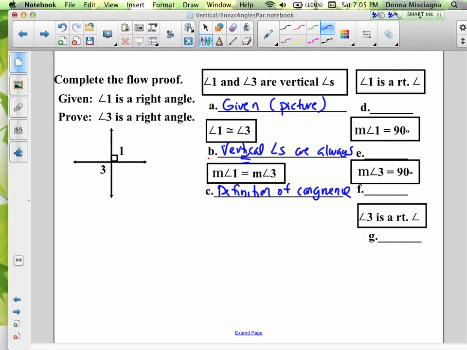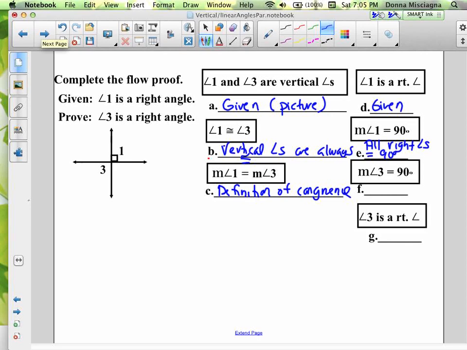Angle 1 is a right angle, right? It's right there in the very first statement of that proof, next to the words given. It is a given piece of information. I had to abbreviate it so I could fit it in that little box, but it is a given. All right, moving right along. The measure of angle 1 equals 90 degrees. If it's a right angle, we know it's 90 degrees. All right angles equal 90 degrees. The measure of angle 3 equals 90 degrees.